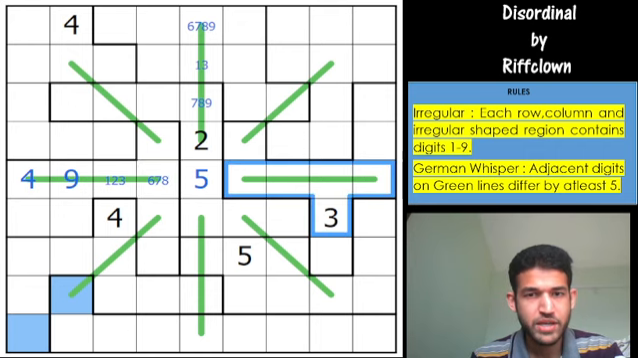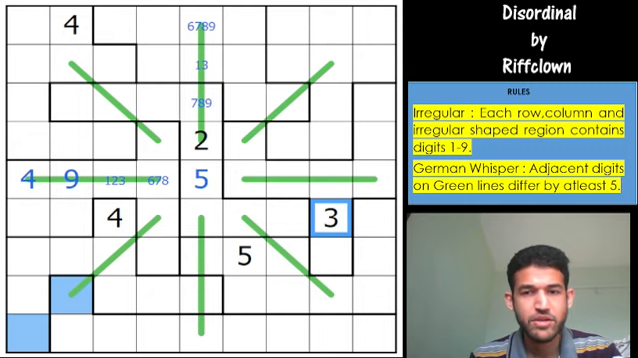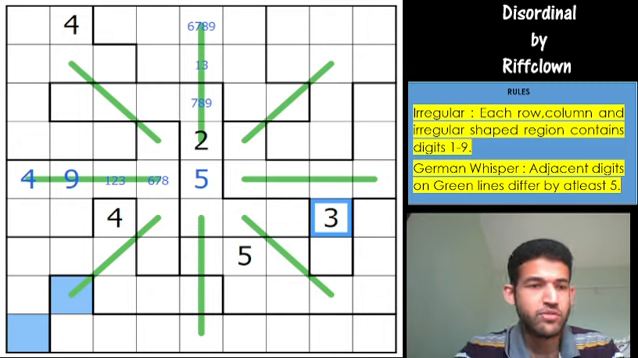Okay, I can't have 3 in any of these 4 cells, right? The 3 given has also been introduced for a specific reason.